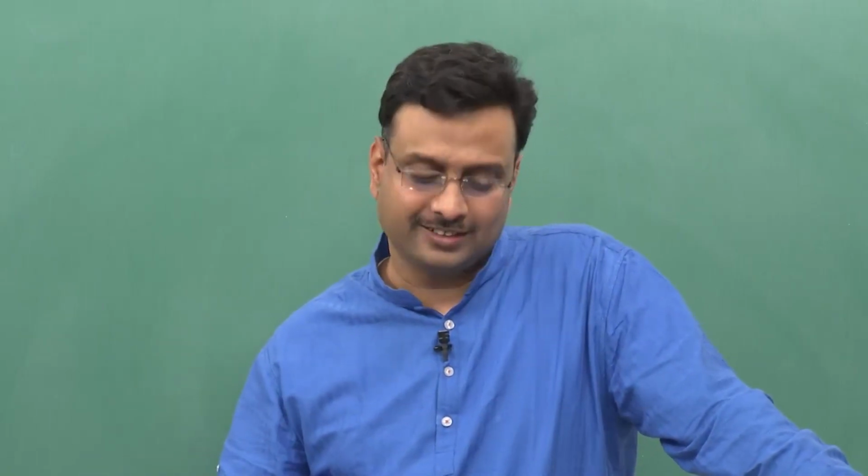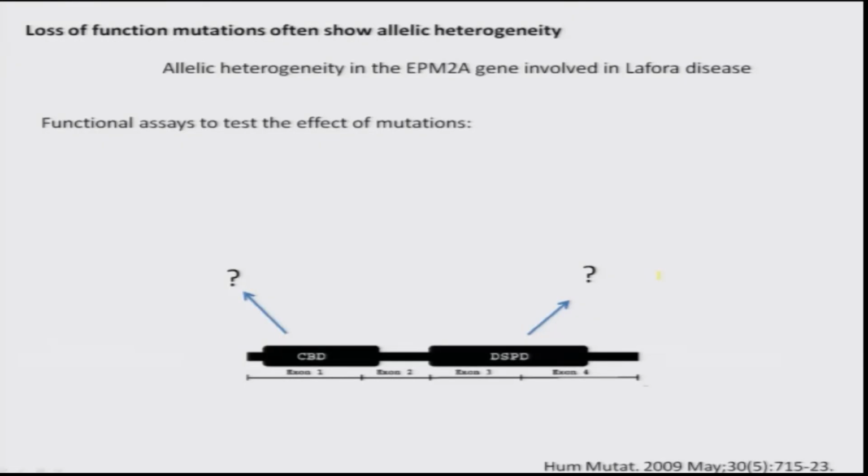But more important is to do some functional assays. So what would a functional assay do? An example is shown here on your slide. As I said, you have two domains. One is the CBD, which binds to carbohydrate, so for example, it can bind to glycogen. The other one is the DSPD, which I said is a phosphatase domain. So you can ask the question, if I have a mutation in this domain, would the protein bind to glycogen or not? If it doesn't bind, that means it lost its function.